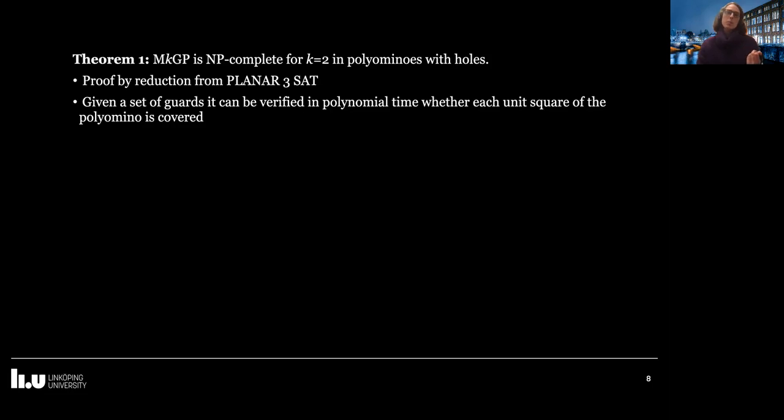For our reduction from planar 3SAT, we build gadgets. We build variable gadgets. We build corridor gadgets to propagate our truth assignments of the variables, and we build clause gadgets.